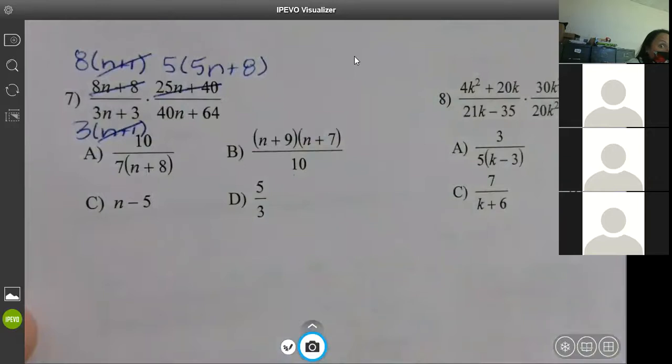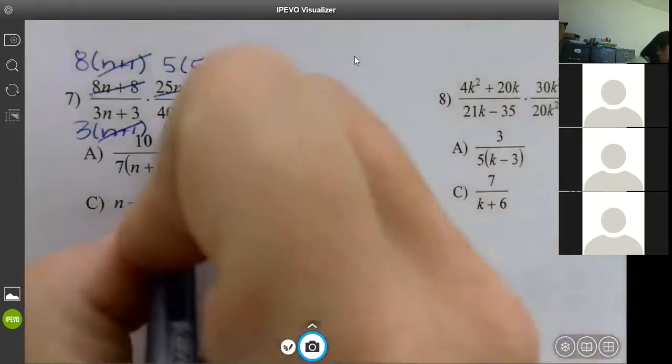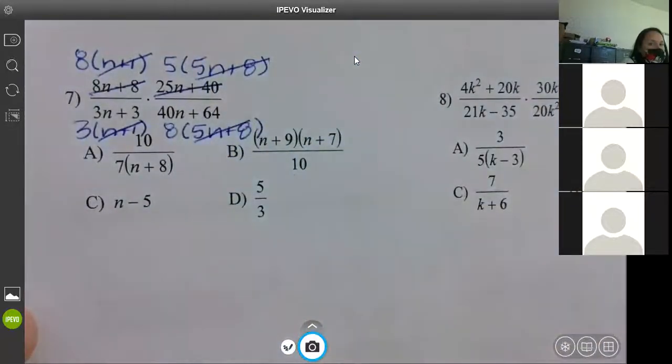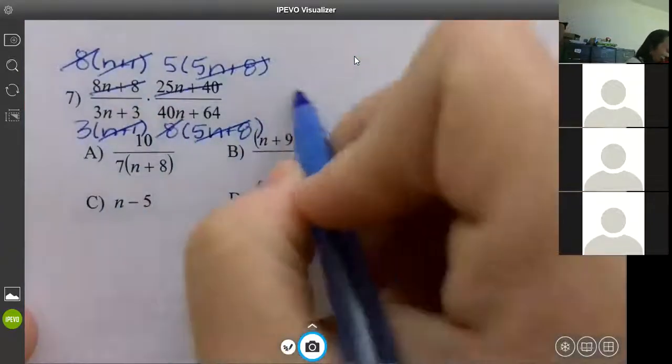8. Did I go with 8? Leaves me with? So I see 5n plus 8 again. Anything else I can cancel? The 8s. There's one on the top and one on the bottom. What's that leave me with?